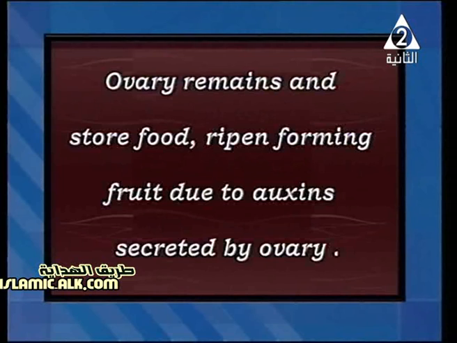Actually, the ovary remains and stores food, okay? Ripen means it becomes ready for eating, okay? Forming fruit is due to what? The auxins. Who can remember the auxins, which are secreted by the ovary? As you remember from the last chapter, auxins are hormones of the plant, okay? They are responsible for what? For formation of fruit, fallen fruit, and so on.